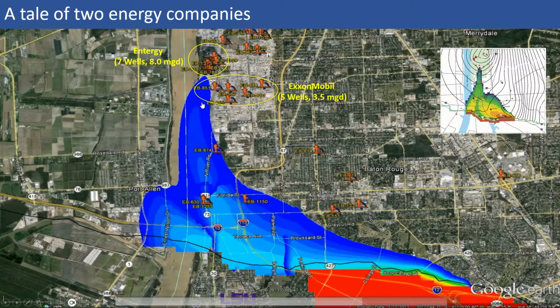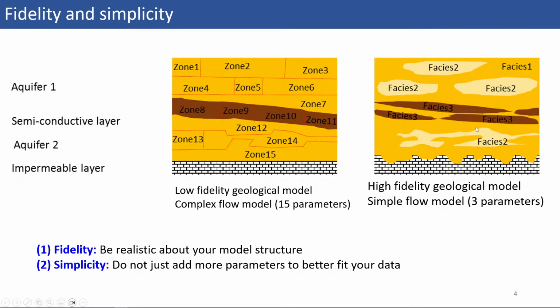So allow me to show you. Here is an example of a low fidelity geological model, but complex flow model. Why low fidelity? Because the subsurface does not look like this. It does not look like these sharp zones. Subsurface would more likely look like this, like smooth transition. So this is low fidelity because it's not realistic with respect to how the subsurface looks. This is high fidelity with respect to how the subsurface looks.